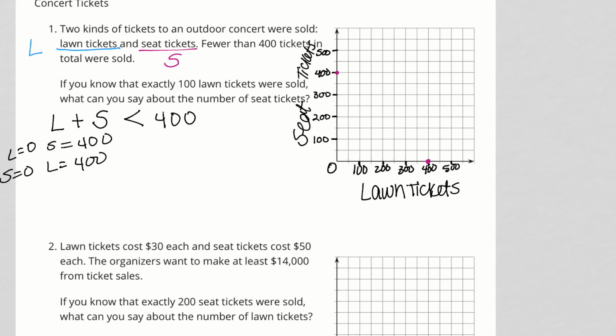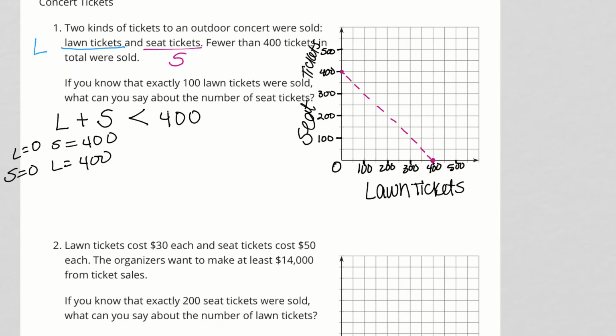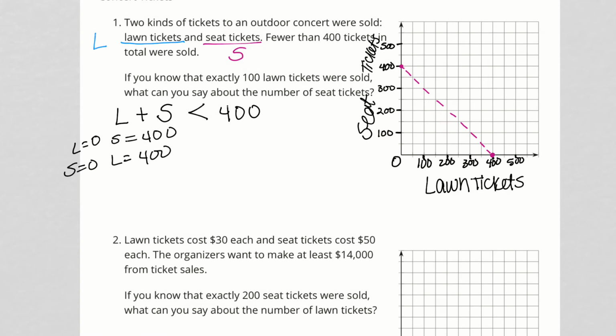Is it going to be solid or dashed? Dashed. Why is it dashed? Because it's not equal to. Okay, do I shade above or below my line? Below. Why? Because it's less than. So I'm going to change this over, and we're going to shade in this area right here.